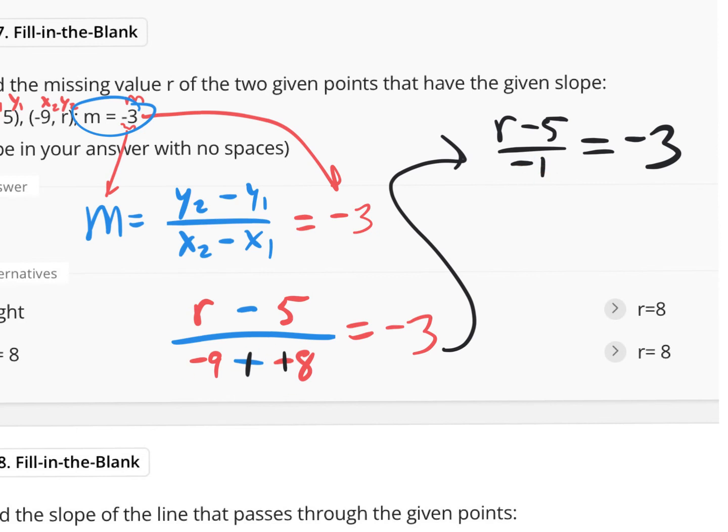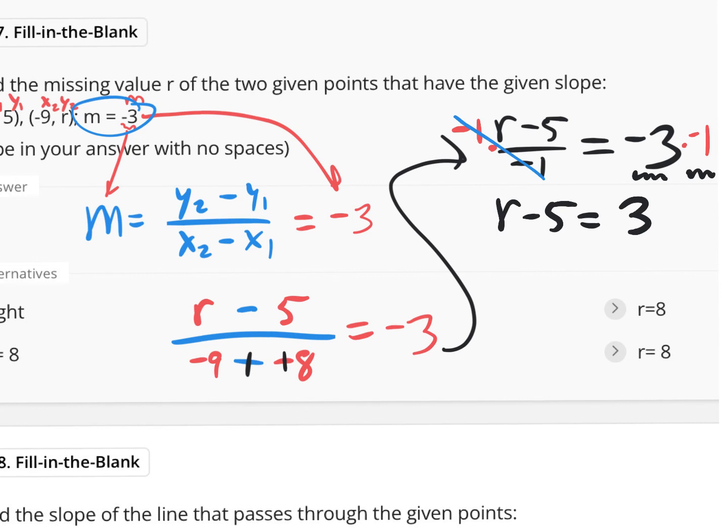Now I want to solve, which means get r by itself. I don't want this divided by -1, so I'm going to multiply both sides by -1, this side and that side by -1. That actually cancels out, and I now have the nice, beautiful equation r minus 5 equals -3 times -1, which is +3. So I'm almost done here.